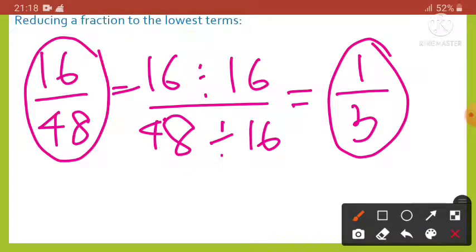Okay, so we can do this by the HCF method also. Got it? So at first we have to find the HCF of the numerator and denominator, and then we have to divide both the denominator and numerator by the HCF. Then we have the lowest term. Okay.